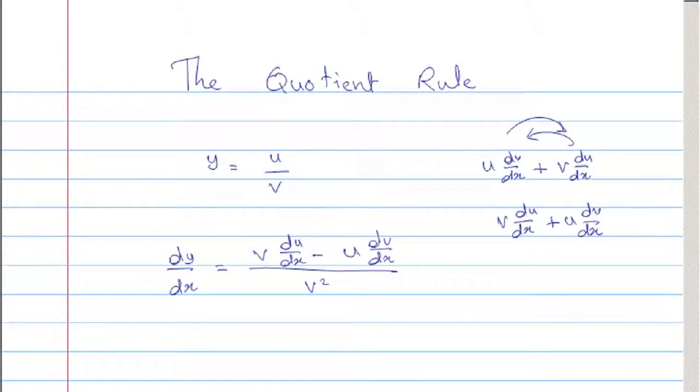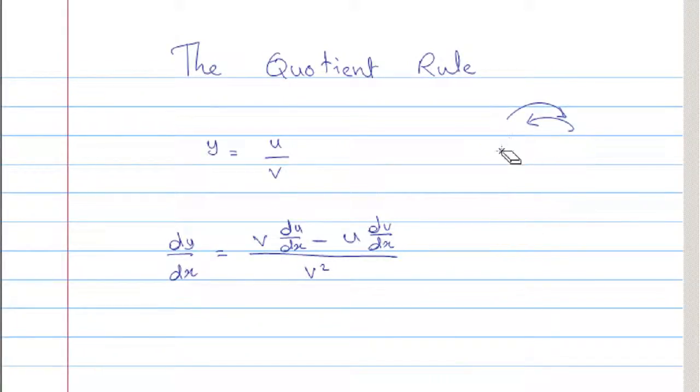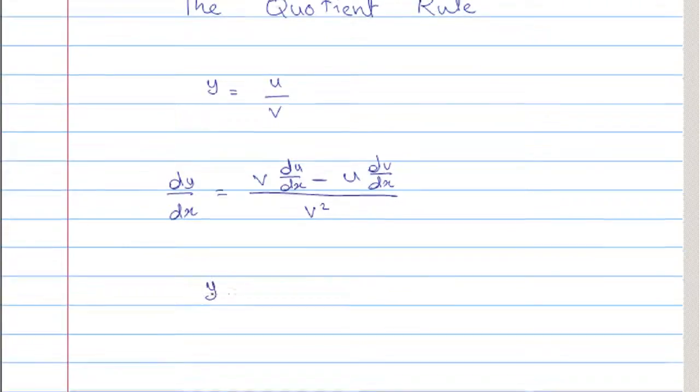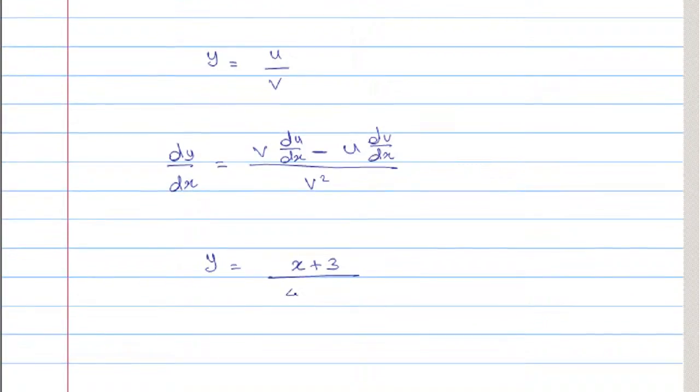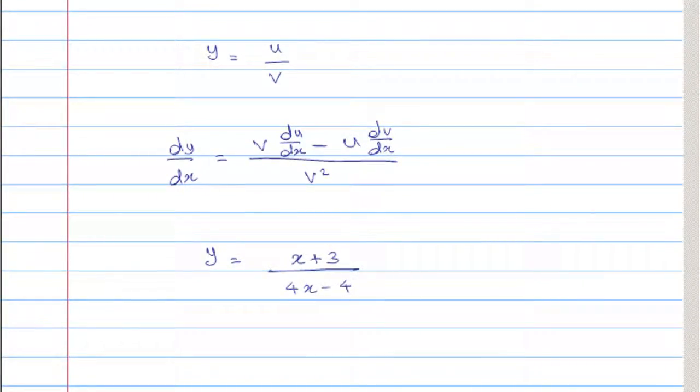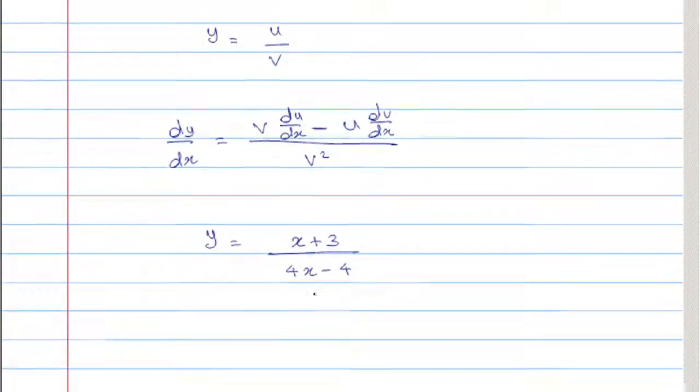But since here in this case I got a subtraction, it's important that I write v du over dx first. So if you remember this as your product rule, then instead of plus I've got minus, but I've got to divide everything by the denominator squared. Again, I think this will become clearer when I go through a few examples. So let's take our first example. Let's say we have y equals x plus 3 divided by, let's say, 4x minus 4. Let's say I want to find dy over dx.